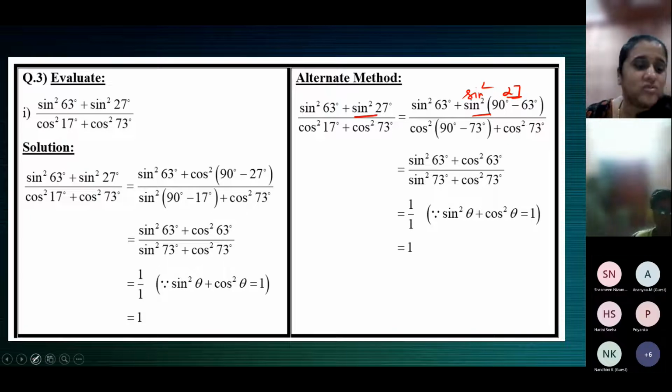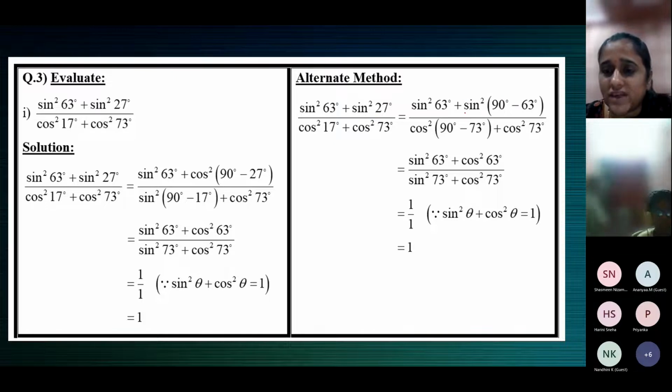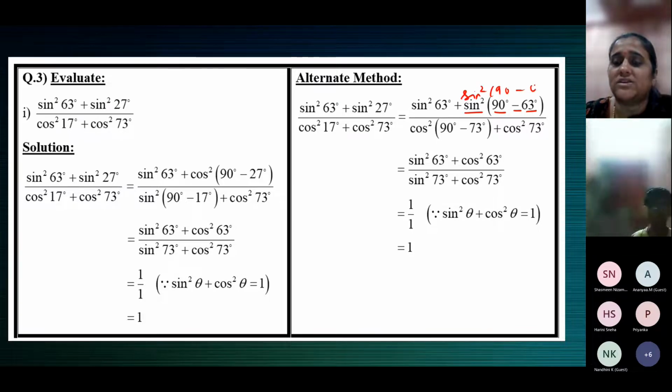In the next step, we use a rule here. This is sine square 90 minus theta. What is sine square 90 minus theta? Cos square theta. This is the other way. In some schools, I've seen this method, so I don't want you to get confused. You can do it both ways.